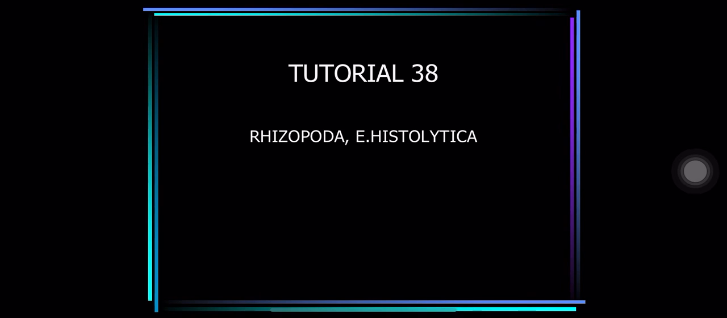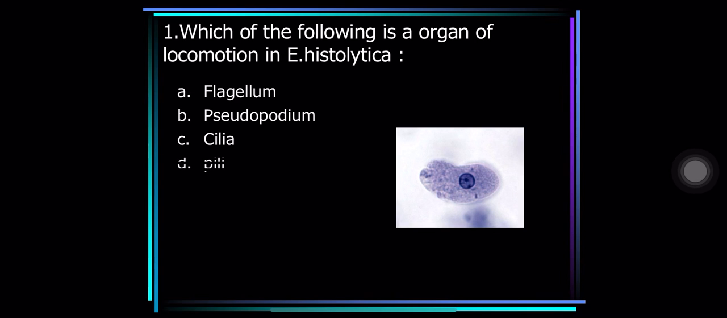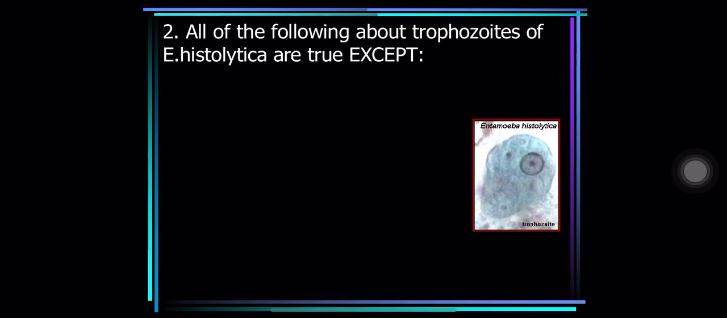MCQs of E. histolytica. Question 1. Which of the following is an organ of locomotion in E. histolytica? A. Flagellum, B. Pseudopodium, C. Cilia, or D. Pili. The organ of locomotion in case of E. histolytica is pseudopodium. So the correct option here is option B, pseudopodium.